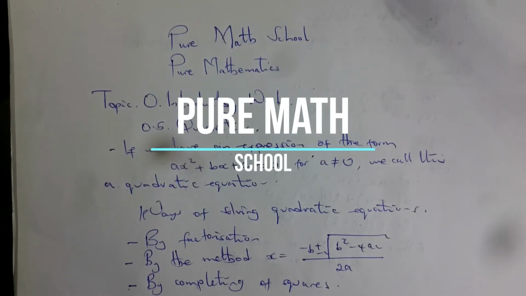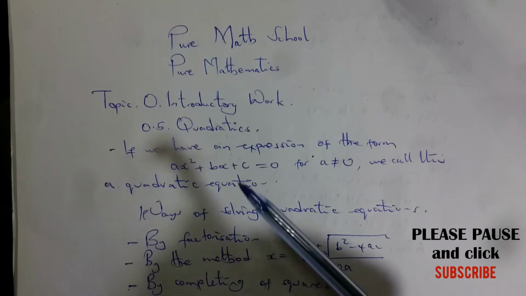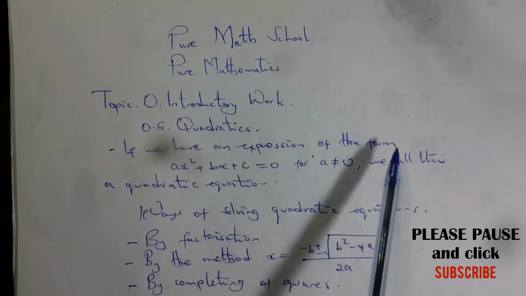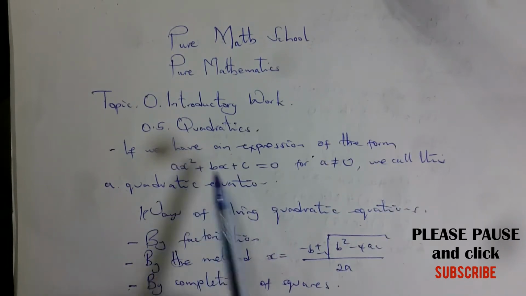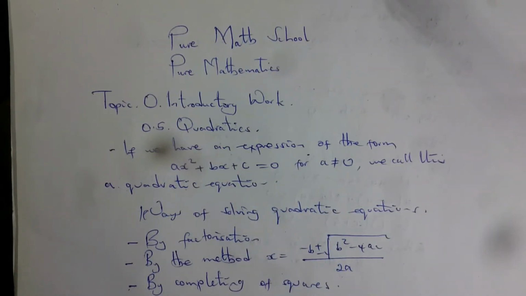Today we're going to introduce the fifth part of the introductory work, and this is what we're going to cover today. We have quadratics. If you have an expression in this form, ax squared plus bx plus c equals 0, for which a is not 0, we call that a quadratic equation. And we're going to look at basically three ways of solving them.